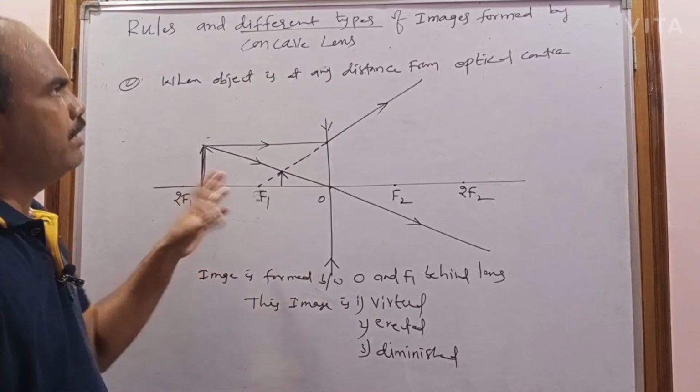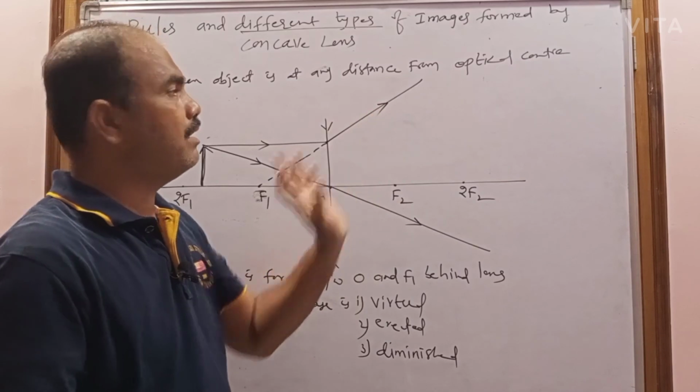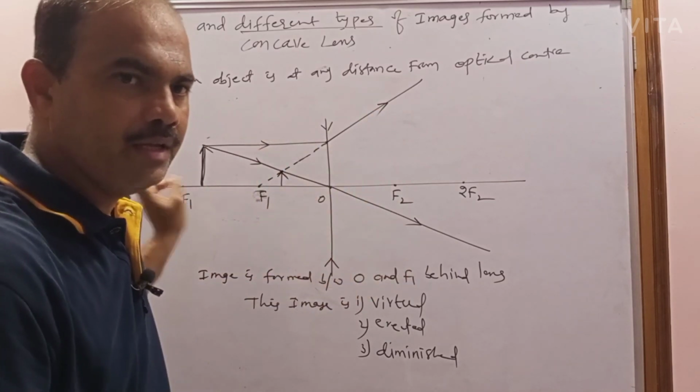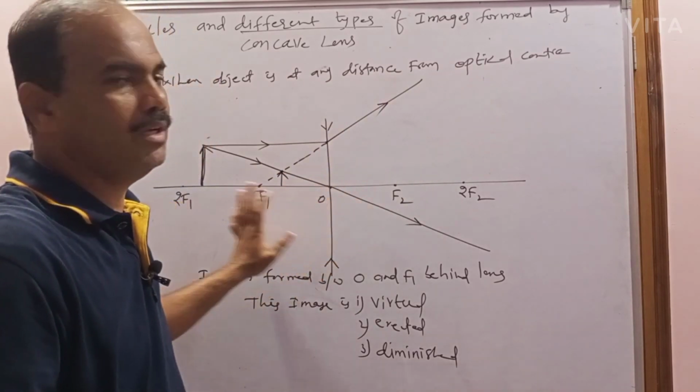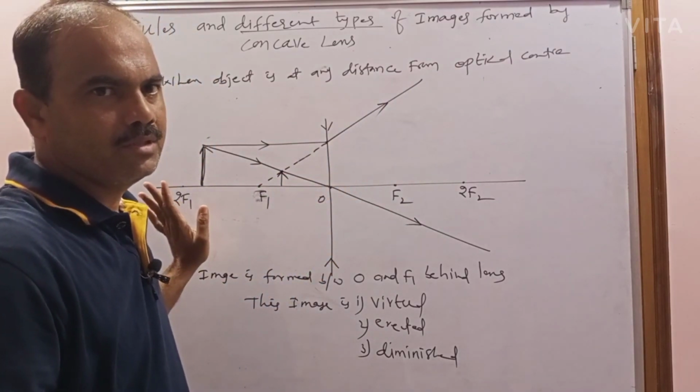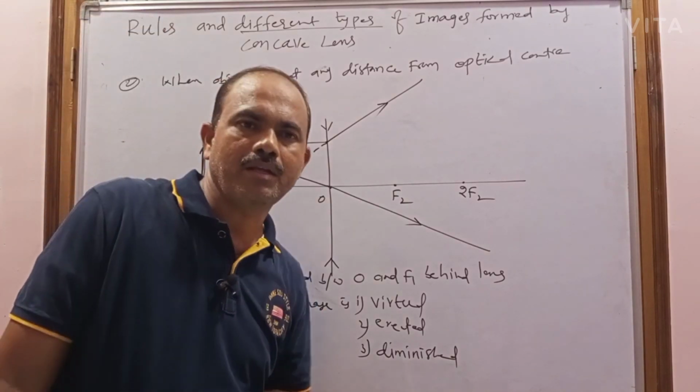So these are the different types of images formed by the concave lens. Only two cases in the case of the concave lens: when the object is at infinity, and second, when the object is at any distance from the optic center of the concave lens. So these are the rules and different types of images formed by the concave lens.